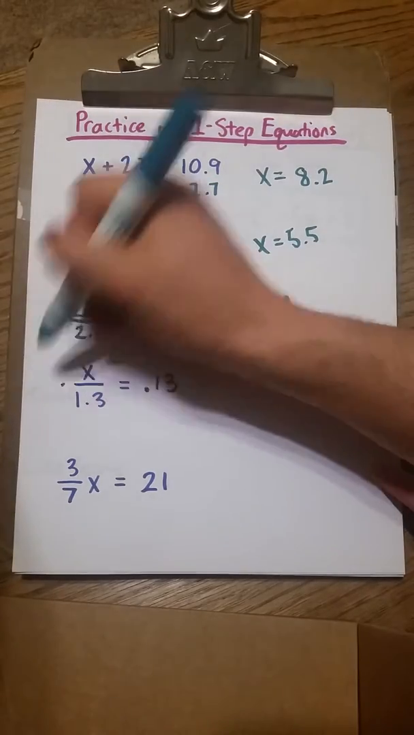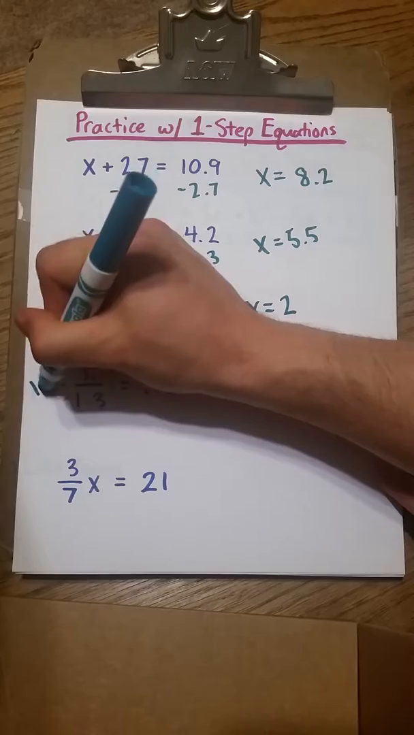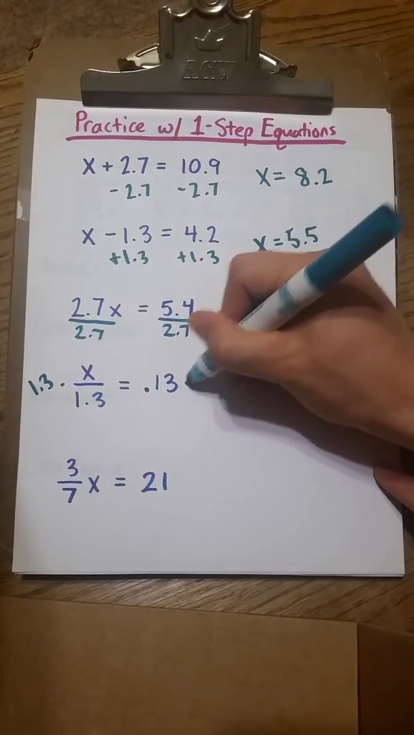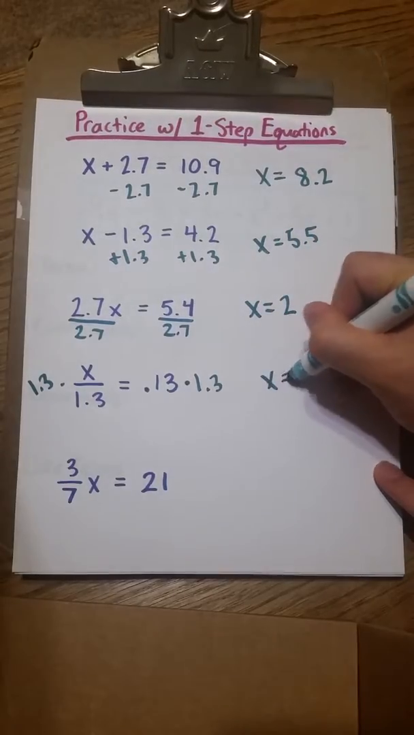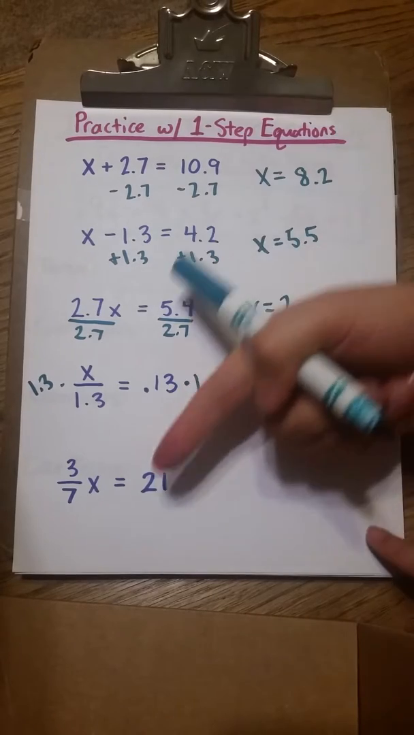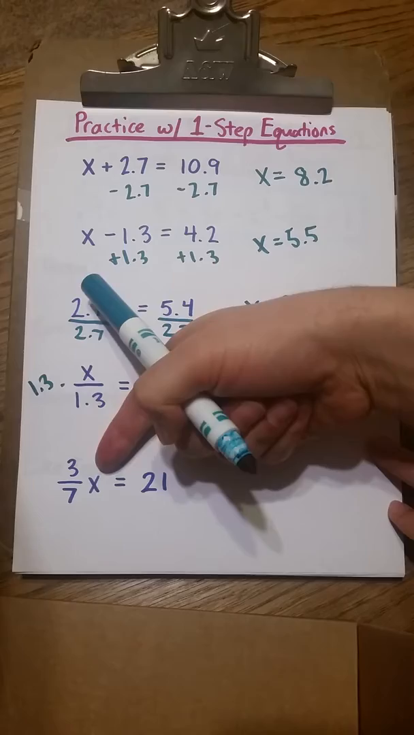Here, we're going to get rid of a divided by 1.3. So we're going to multiply by 1.3. Those will cancel out. What we do to one side, we have to do to the other. Again, feel free to use your calculator. This will end up being x equals 0.169.